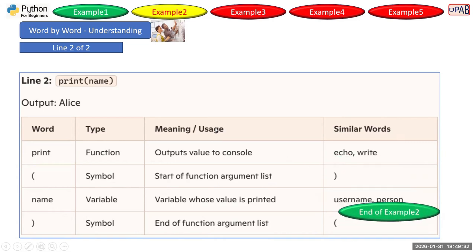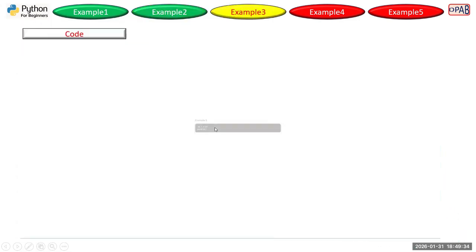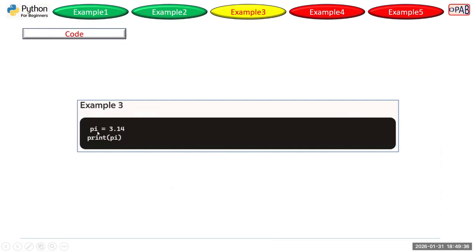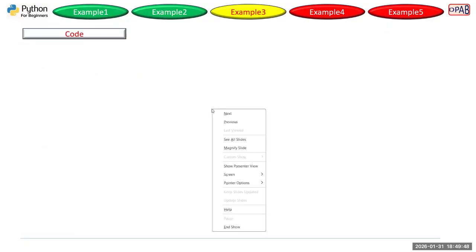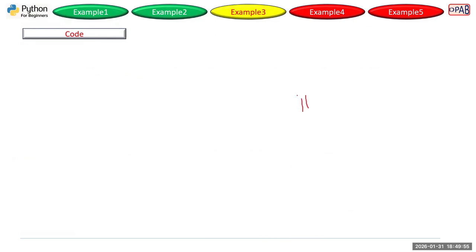Next, we will see example number 3. This is the code for pi. As a mathematical person, you will be able to understand this. What is pi? The pi symbol will be there. Normally, how will we be writing the pi symbol here? We will be writing the pi symbol as something like this. So this is the pi symbol.